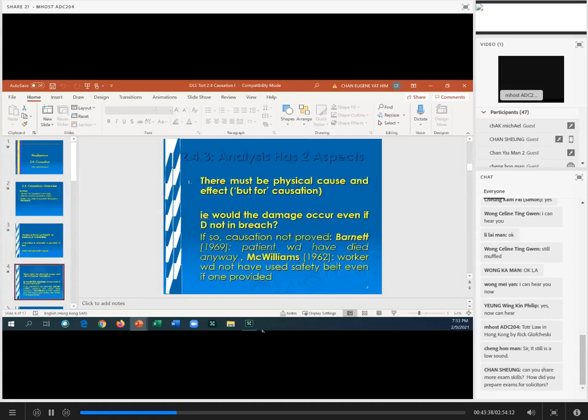In other words, the analysis has two aspects. There's got to be physical cause and effect, the but-for causation. And then if there's only one possible cause, that's then the effective cause. And how do you know whether the but-for test is satisfied? Another way of asking the same question is, would the damage have occurred even if the defendant was not in breach? Barnett is your case. Barnett's on page 59.